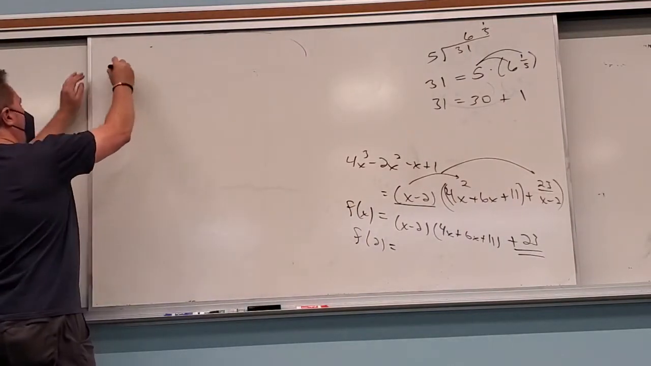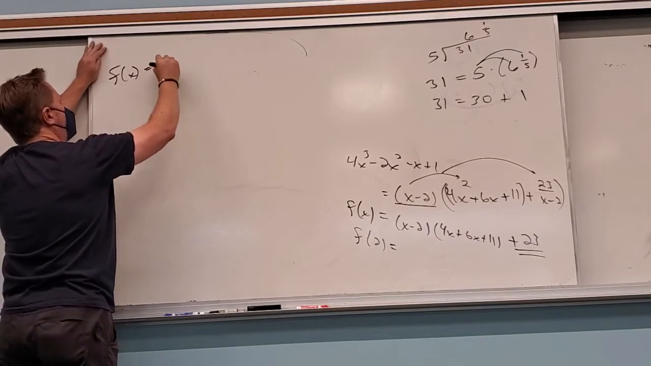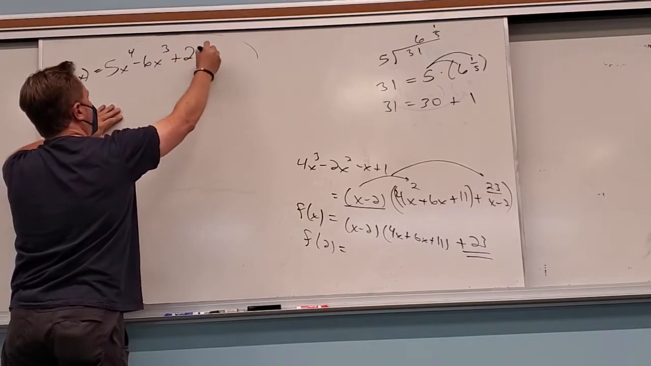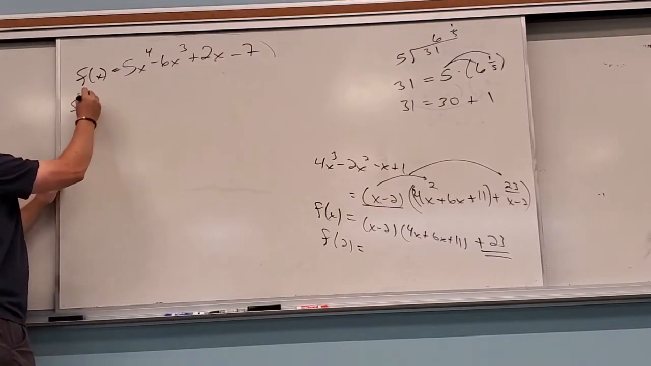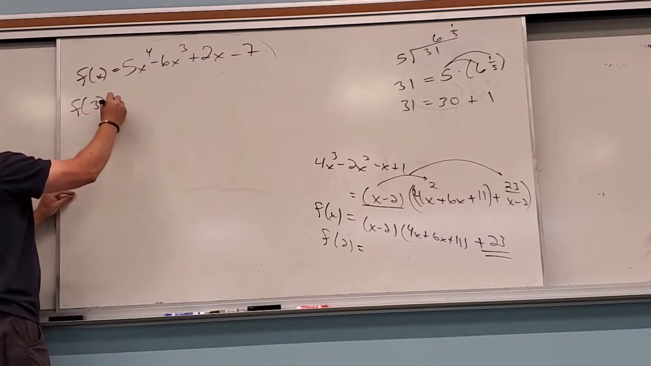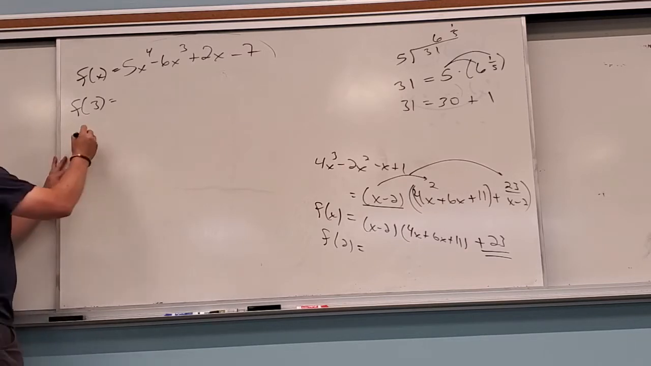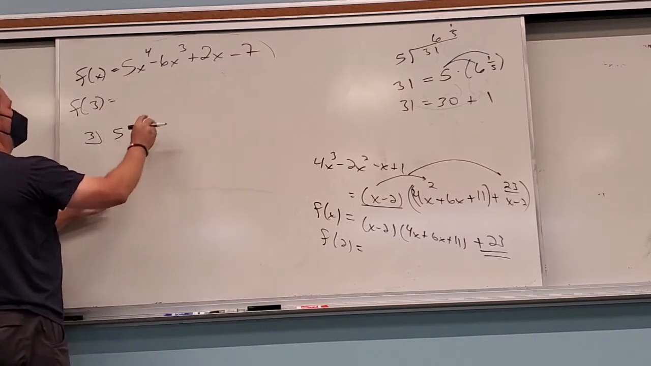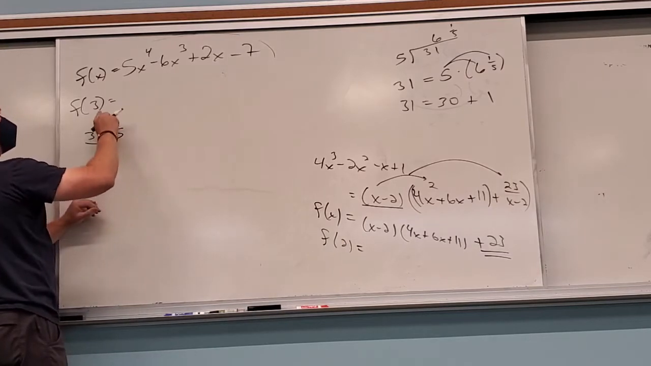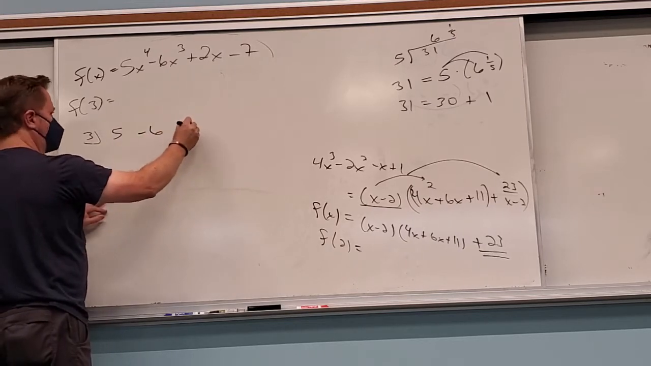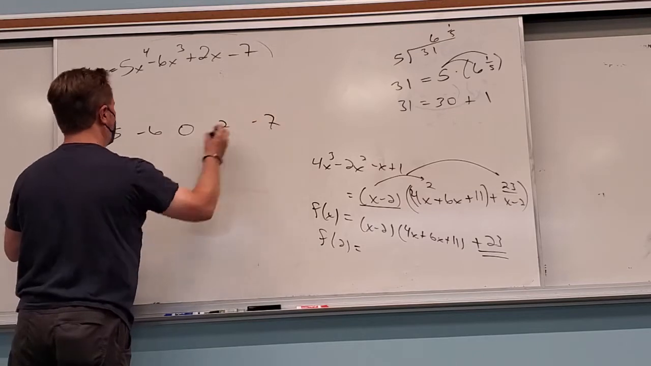If I give you a polynomial function, let's see, and I want to know what f of 3 is. Not one of our favorite things to do. Is that true? Even if you plug it in the calculator, it takes a while, right? What I can do is synthetically divide this. What am I going to put here? I'm going to synthetically divide this by 3. 5, 0, -6, 0, 2. Somebody just go, ooh.